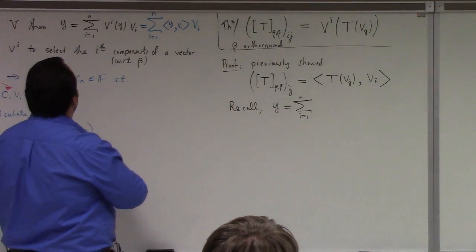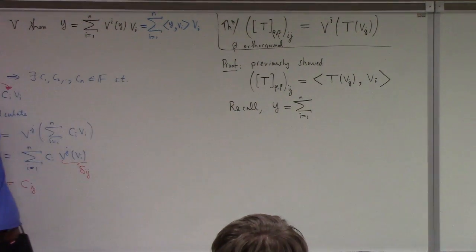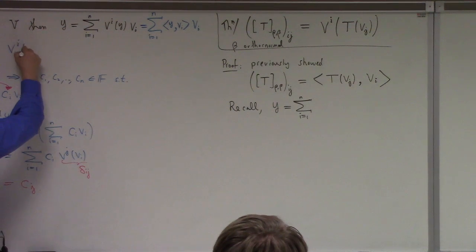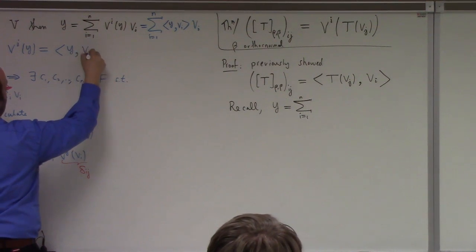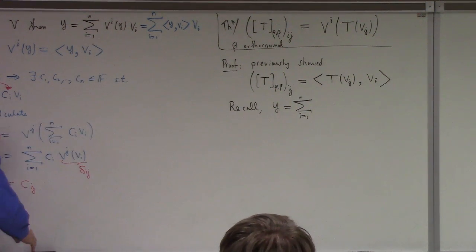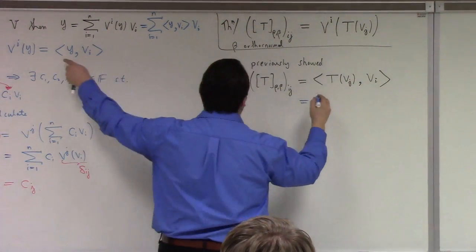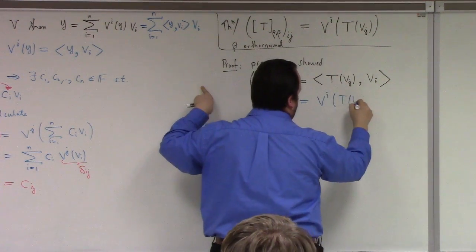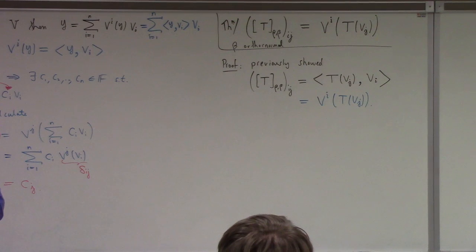So basically, a corollary to this theorem up here would be what? I can also state this, moreover, what we really have is that V upper i of y is equal to what? So just to get to the point here and not run around, this is just equal to V upper i of T of Vj. Okay.